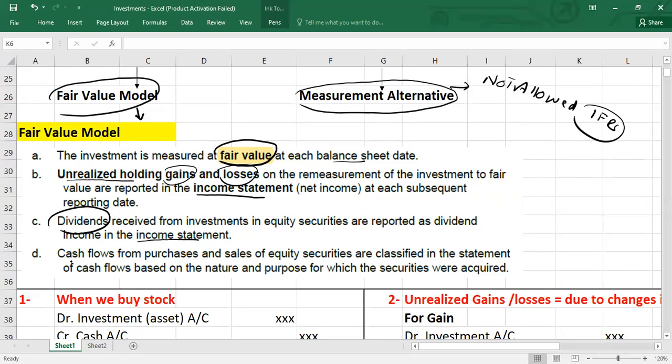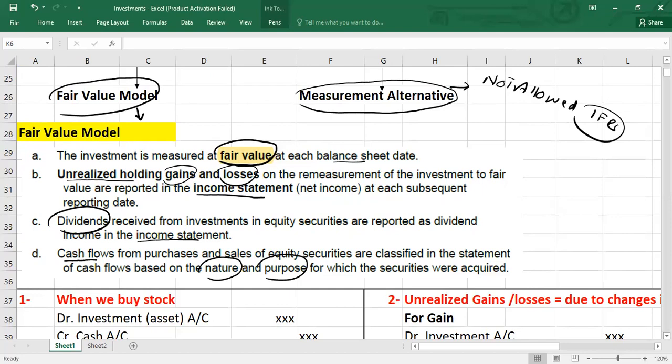Now, what to do in the cash flow statement, I will talk about here. The presentation of the cash flow statement depends on the nature of the investment and the purpose for which you have invested. So you will record it in operating or investing activities, it depends, and we will see. So these are three common rules which you should remember.